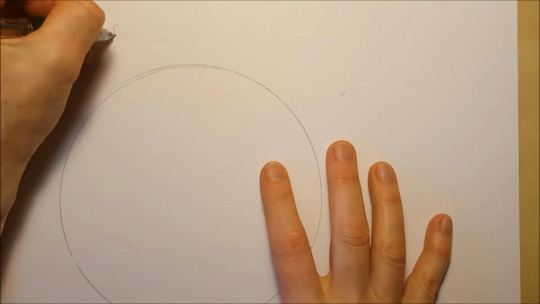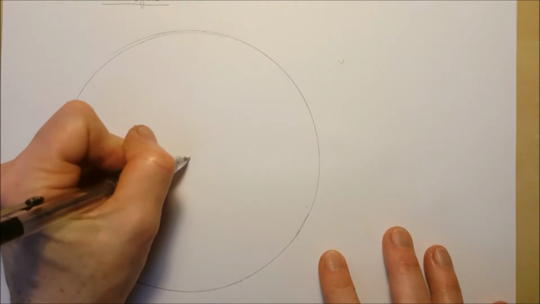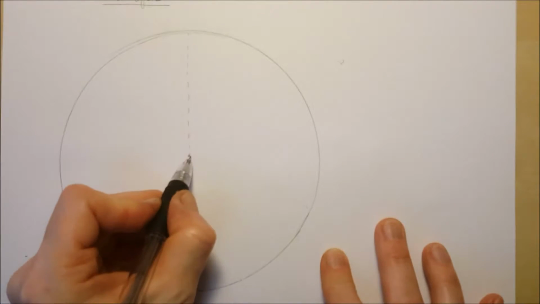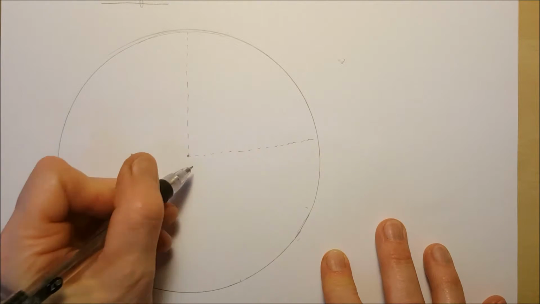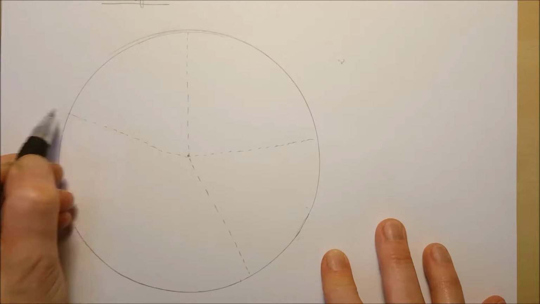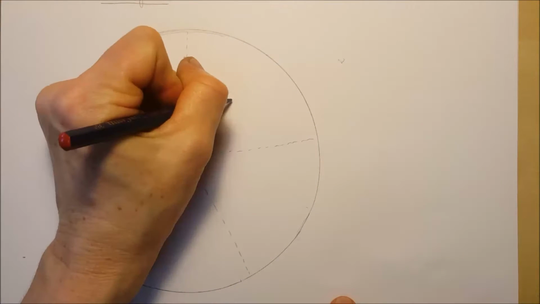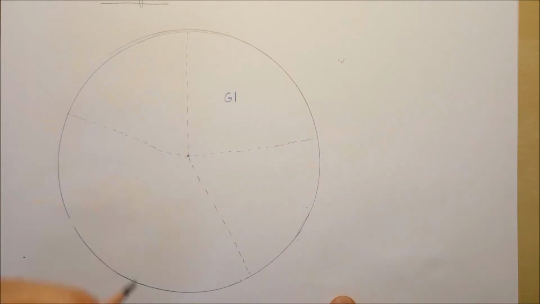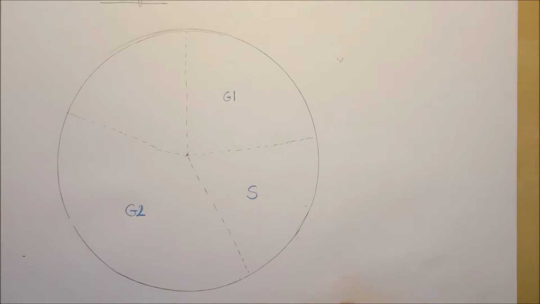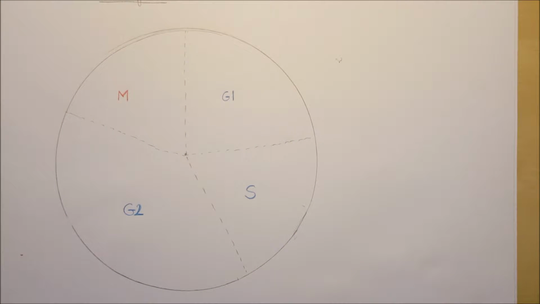About the cell cycle. The mitotic phase alternates with the interphase in the cell cycle, and the eukaryotic cell cycle is regulated by different controls. So the circle represents the cell cycle, and it contains the gap 1, the S, the gap 2 phases, and the M phase.